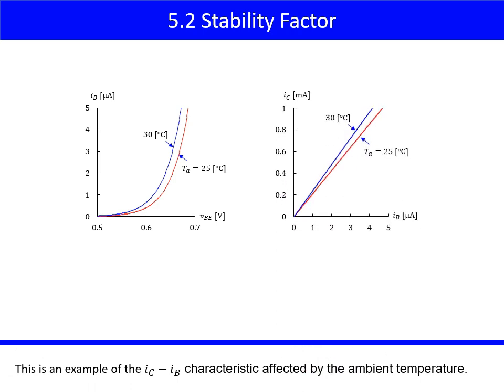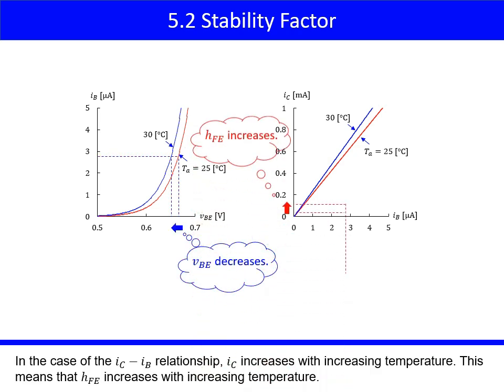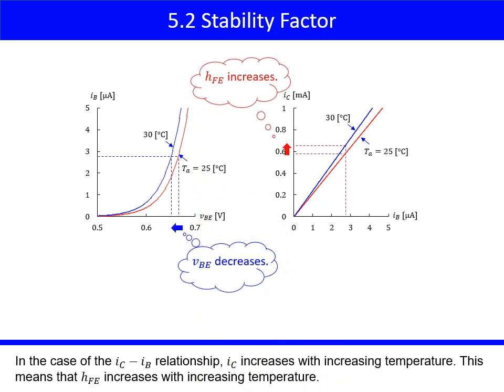This is an example of the IC-IB characteristic affected by the ambient temperature. If IB is kept constant, VBE decreases with increasing temperature. In the case of the IC-IB relationship, IC increases with increasing temperature. This means that hFE increases with increasing temperature.